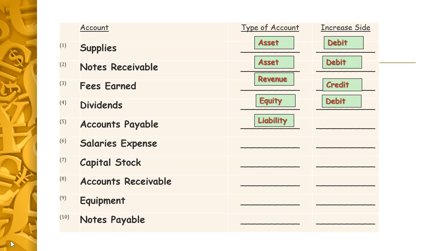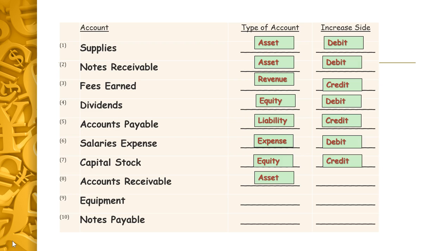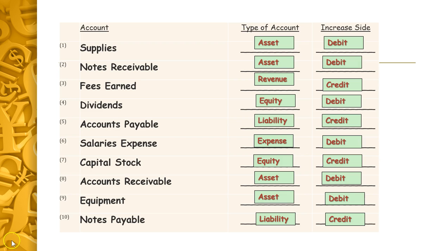Accounts payable is a liability. We increase with a credit. Salaries expense is also part of equity, and we increase it with a debit because it decreases stockholders' equity. Capital stock is equity, credit. Accounts receivable is an asset. Therefore, its normal balance is going to be what? A debit, and that's how we increase it. Equipment is an asset, therefore a debit. And last, we have notes payable, which is a liability, which means we have to use a credit. So that's an example to walk through. Hope that helped you. And that ends part 1.